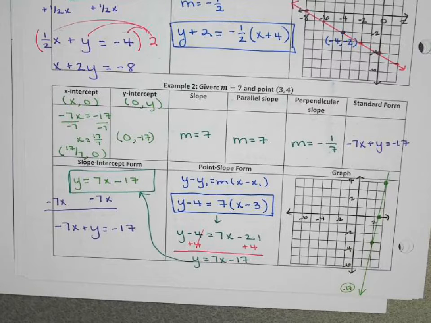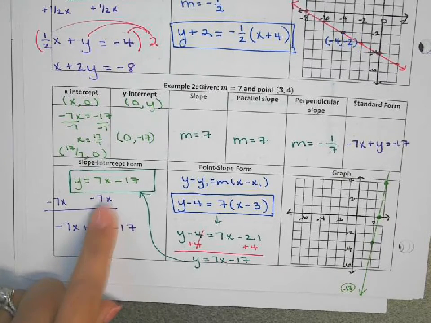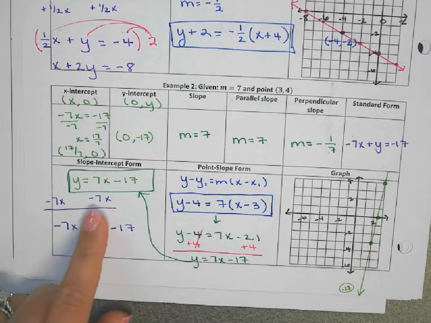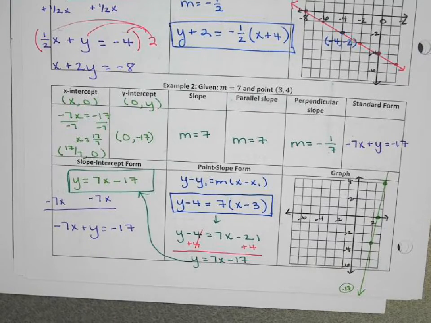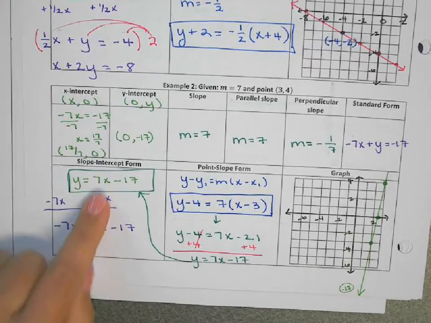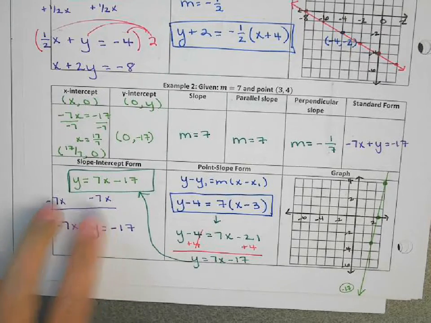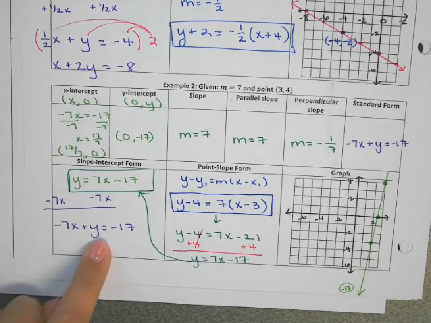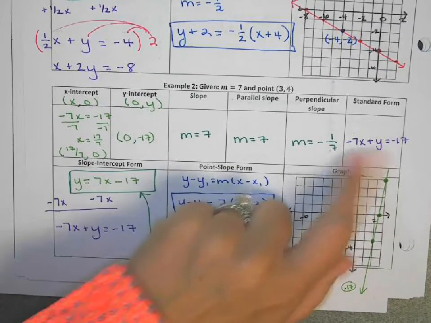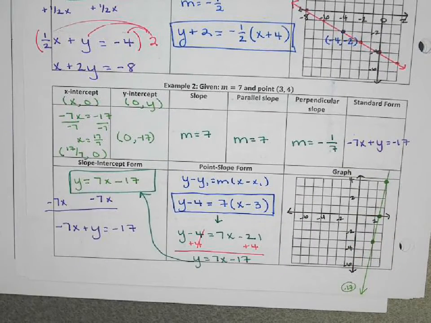Yes? I'm confused because in the beginning it was just 7 and not -7. Because you have to subtract 7x on both sides. Because we had slope-intercept form, the slope is positive 7x, yes. But you have to subtract 7x on both sides in order to get negative 7x plus y equals negative 17. So that's where we plugged it in. It was up here in standard form. Okie doke.